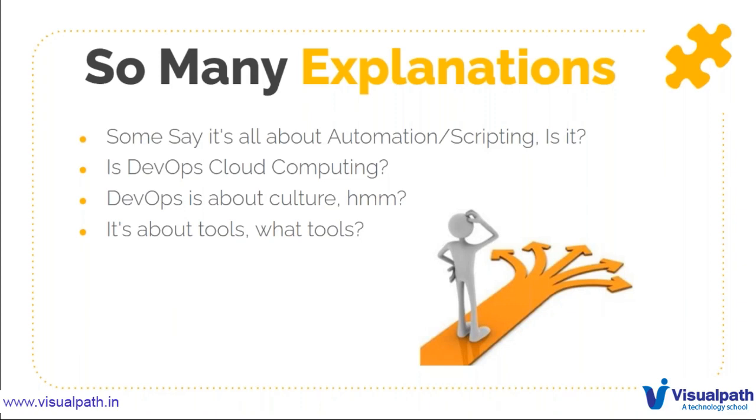There are so many explanations. People think it's about scripting and automation. If it's just about scripting and automation, then I have been doing automation from the beginning of my career. I know we used to write bash scripts and batch scripts, but there was no such thing as DevOps then. Some people say DevOps is about cloud computing: if you're using cloud computing, then you're doing DevOps. Partially right, partially wrong. Actually, totally wrong. You'll understand that in a moment.